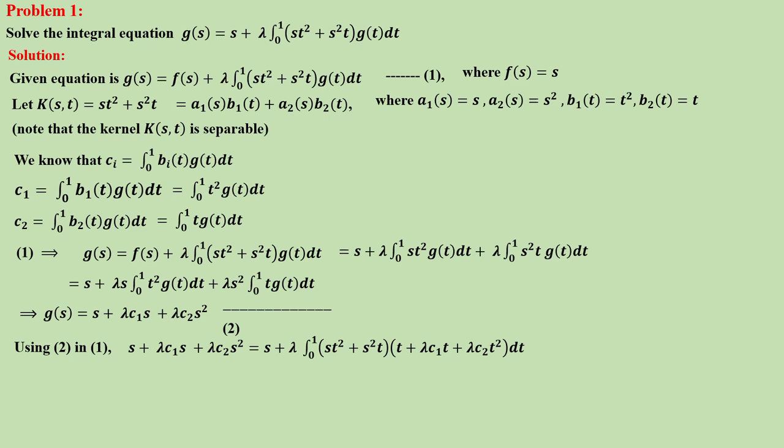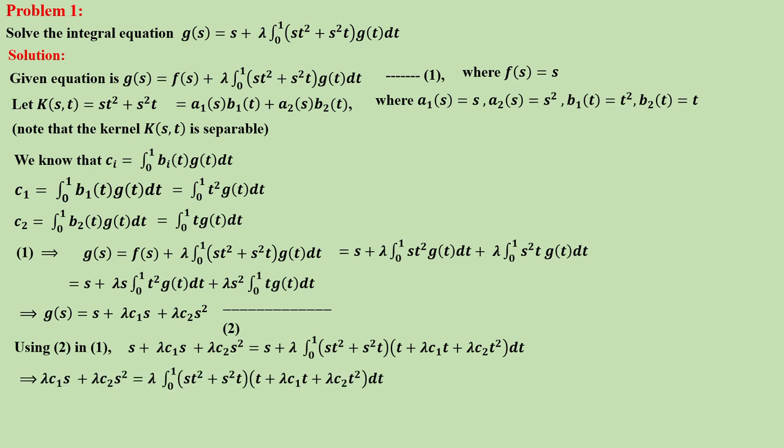So replace s by t, you will get g of t, right? g of t is equal to t plus lambda c1 t plus lambda c2 t square. You substitute that in the integral: s t square plus s square t, into t plus lambda c1 t plus lambda c2 t square, dt.